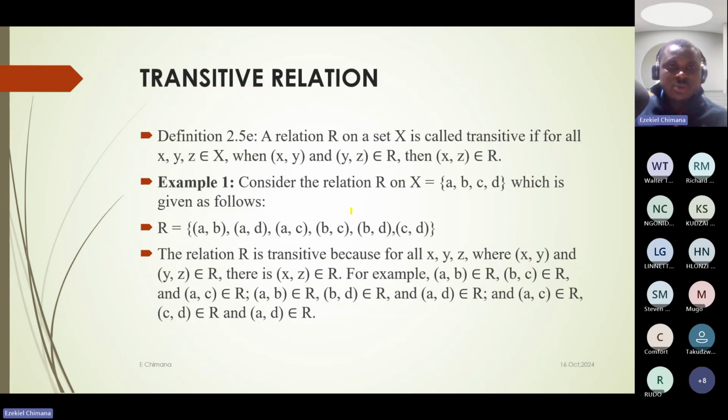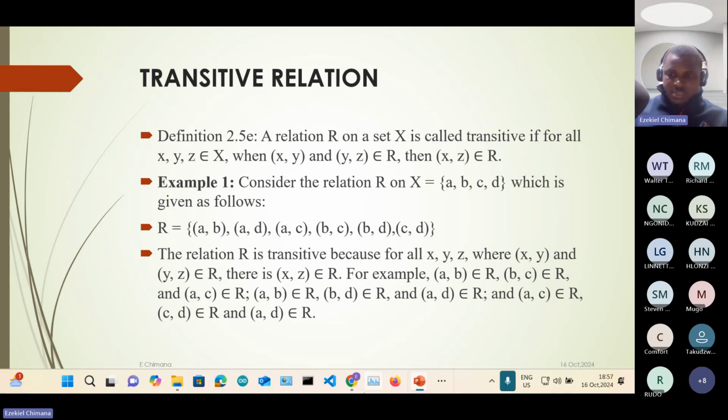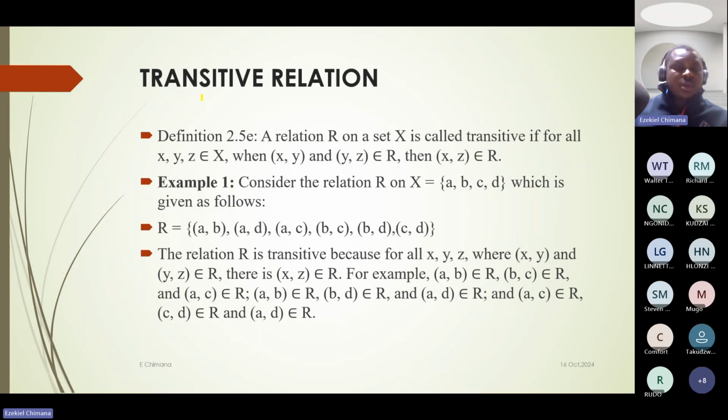If there are questions, you can ask. Otherwise, we are going to look at transitive relation. It's about 7 o'clock. So we need to look at functions maybe today, and then we stop there. And then next Wednesday, we'll look at other topics. I hope we finish. So let's look at transitive relation.